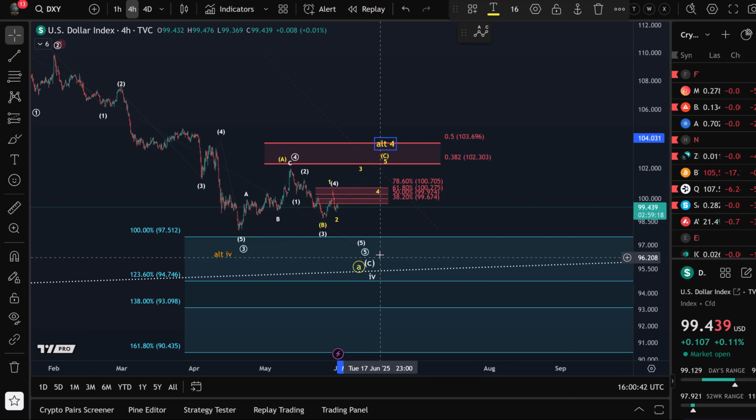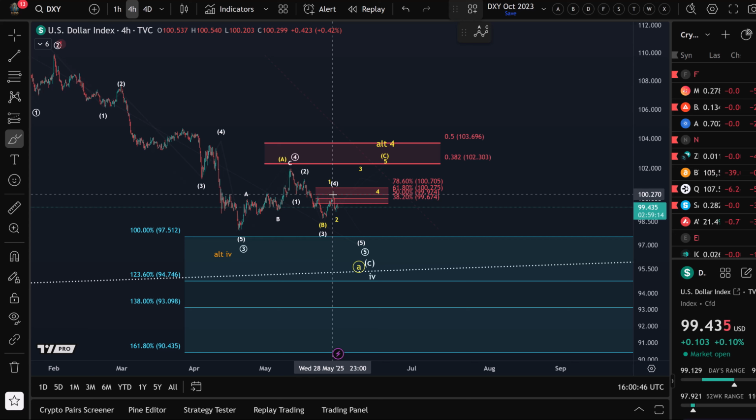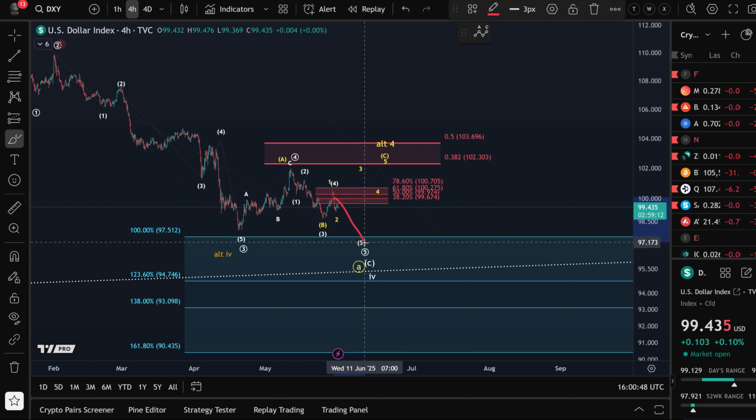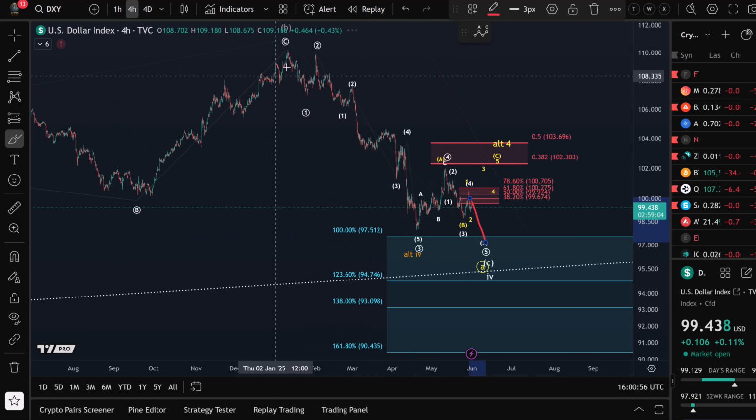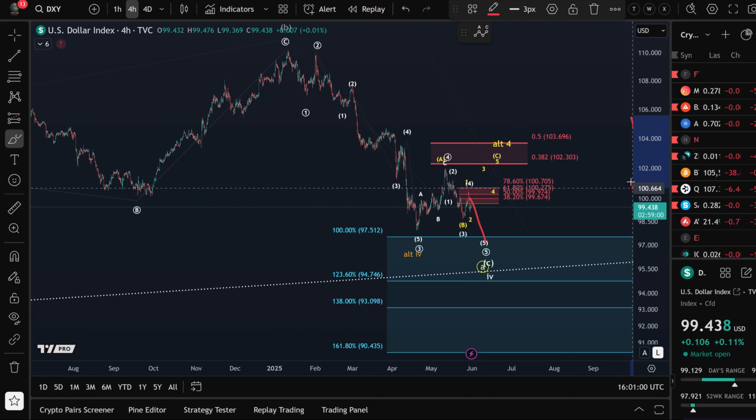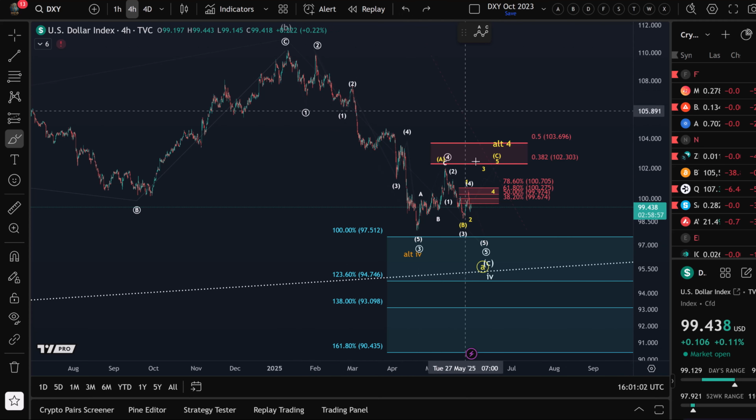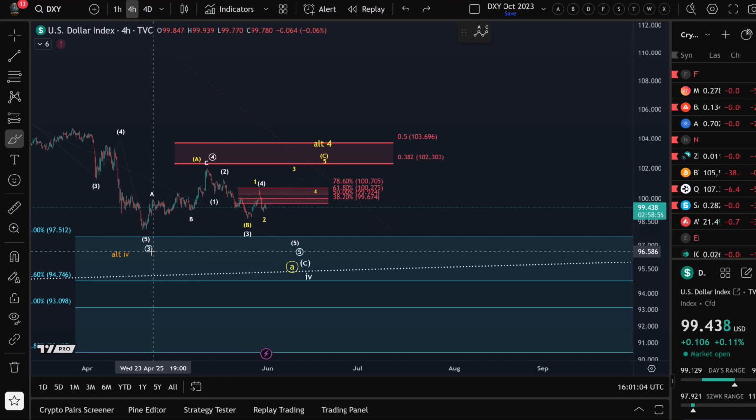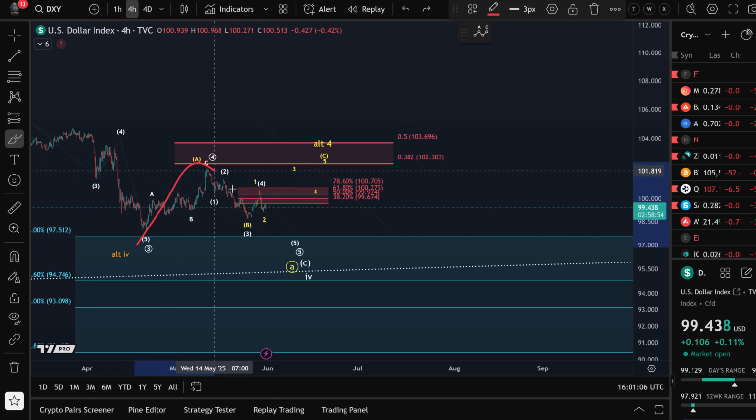So overall, I am looking for lower. The question is just, do we do it in a very direct fashion and reach that blue box directly in like a wave 5 of wave 5 to complete the larger decline that started here in January, which is actually part of an even larger correction that started a couple of years ago? Or do we form a larger fourth wave first?